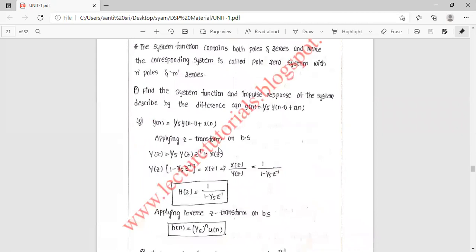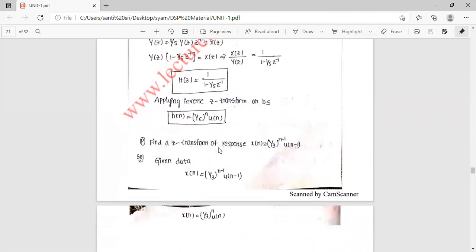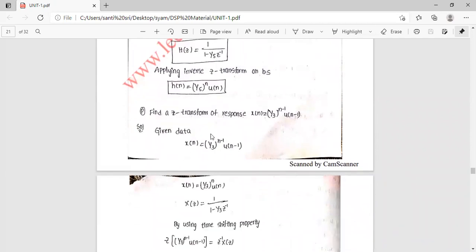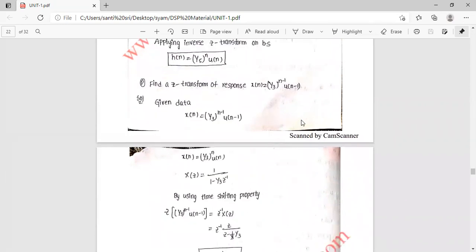Find the z transform of the sequence x of n equal to 1 by 3 whole power n minus 1 into u of n minus 1. Okay, I have to find out the z transform for this sequence. So given data, what is the given data here? x of n is equal to 1 by 3 whole power n minus 1 into u of n minus 1, right?